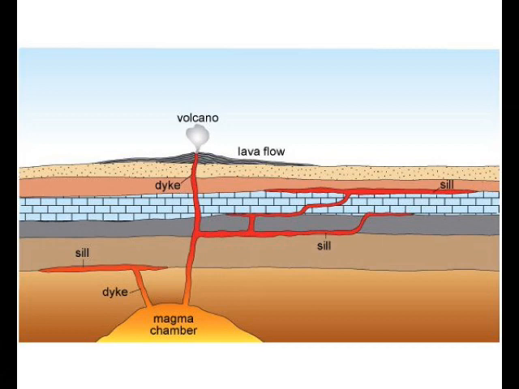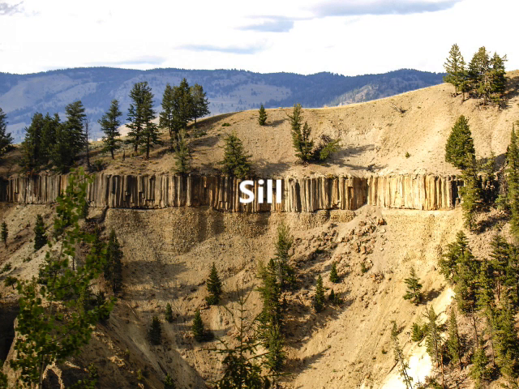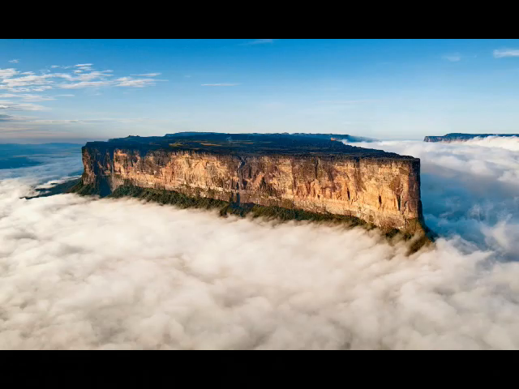Once again, we have a diagram showing you where sills are located. As you can see, sills are located between two layers of rocks. Here is a photograph of a sill. As you can see, we have the bedding plane on both sides of the sill. A good example in the Caribbean is Mount Roraima in Guyana, which itself is a sill.